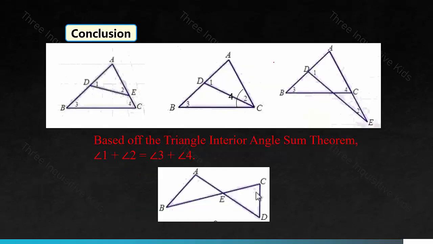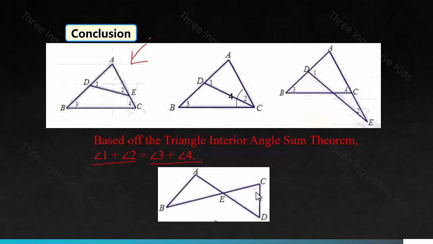Based off of the triangle interior angle sum theorem, we can conclude that angle 1 plus angle 2 equals angle 3 plus angle 4. So we can see when you look at these three diagrams, angle 1 plus angle 2 equals angle 3 plus angle 4. If you think about it, it makes sense. For example, if you look at this first diagram, there is a smaller triangle and a larger triangle, and the larger triangle contains the smaller triangle.